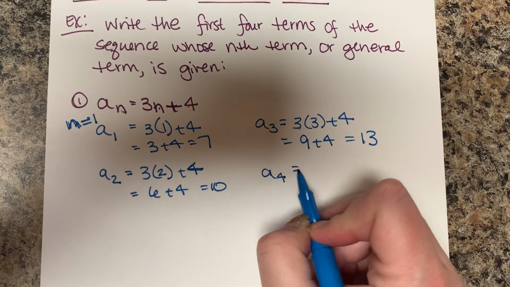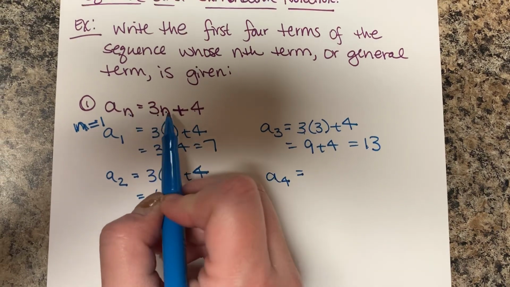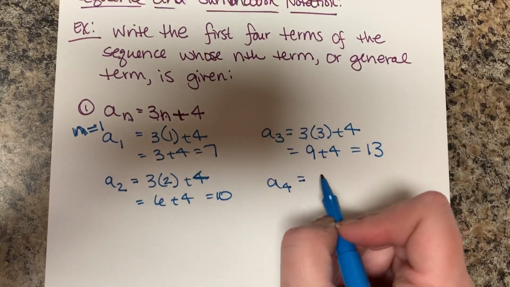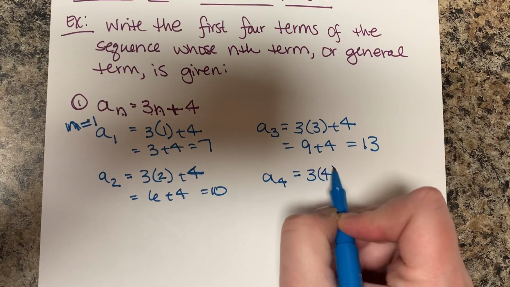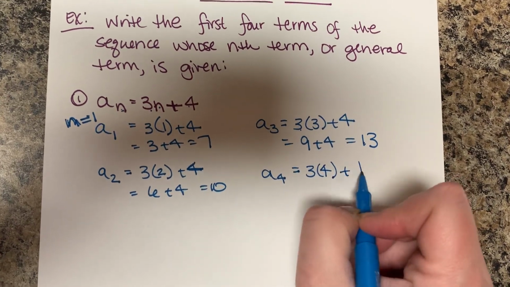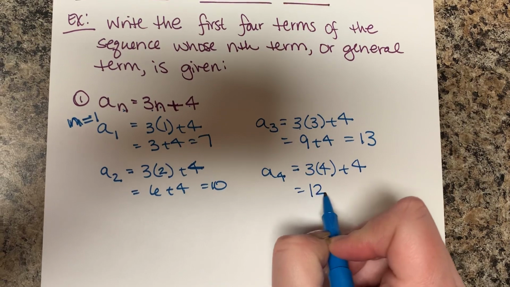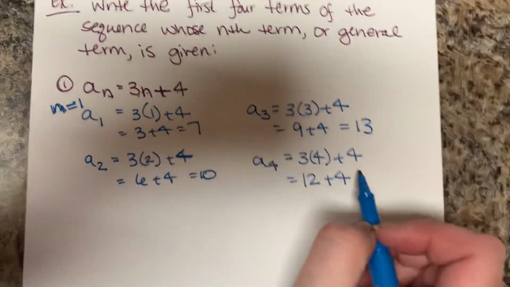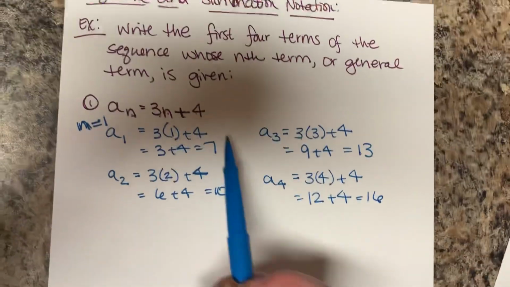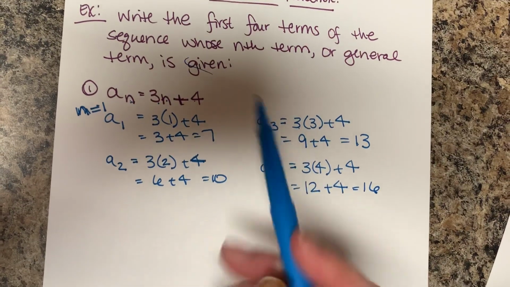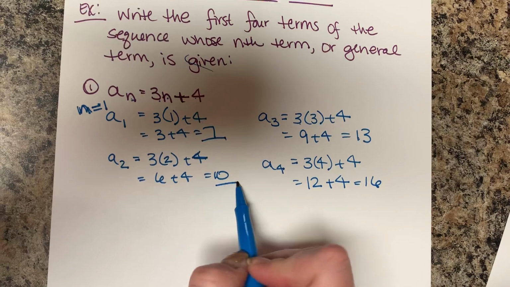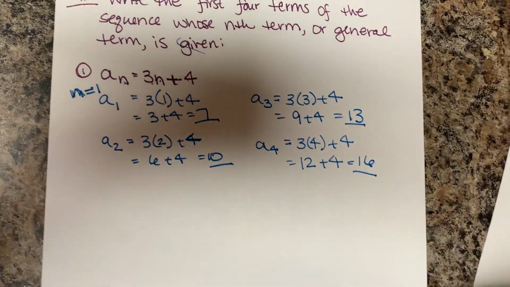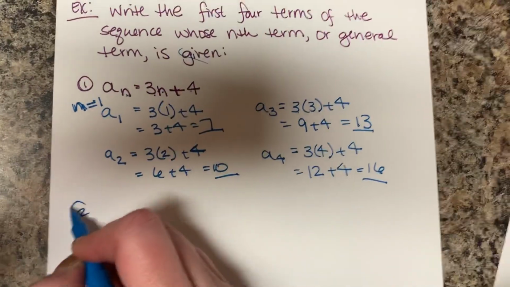A sub 4 is going to be 3 times n, our n is 4, so 3 times 4 plus 4. 3 times 4 is 12, plus 4 is 16. So those are our first 4 terms of the sequence: first term, second term, third term, fourth term, okay? So let's look at this example.